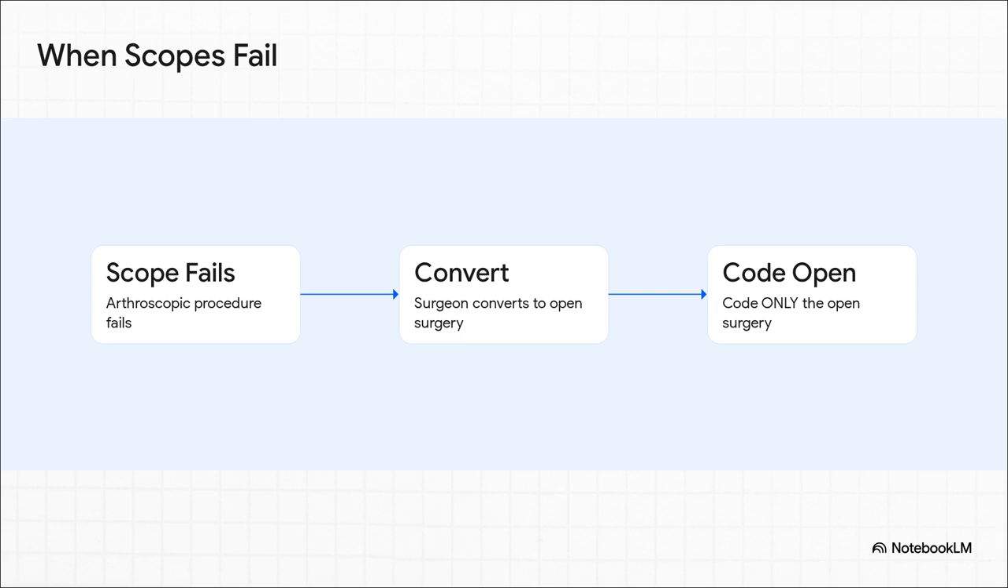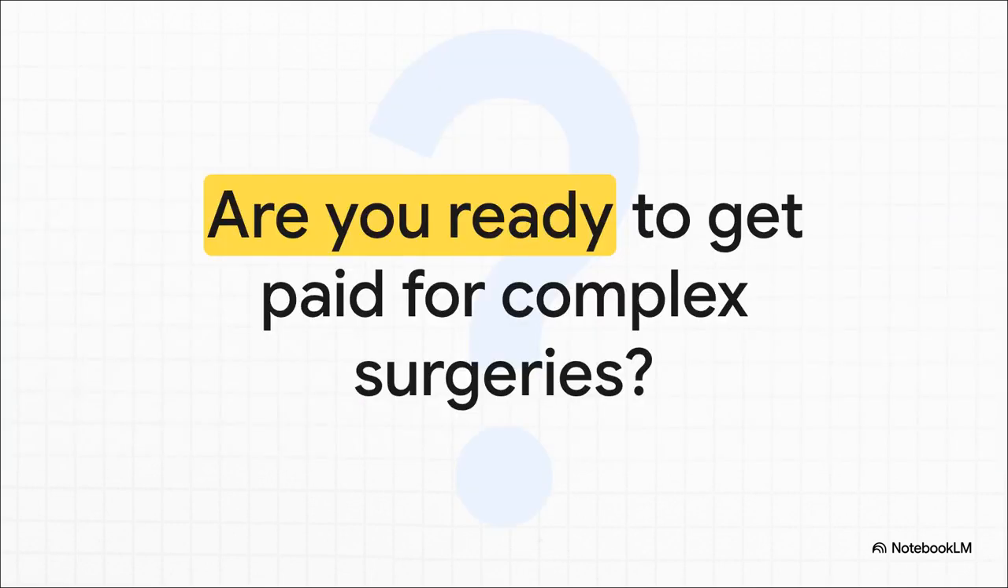Step 3, what do you code? You code only the open surgery. If the minimally invasive approach fails and the patient is cut open, the scope work basically vanishes into the open procedure code. You do not bill for the failed scope attempt at all, just the open surgery. If you bill a diagnostic and a surgical scope together, your claim is going to hit a brick wall immediately. Ask yourself, is your practice losing thousands of dollars to bundled code denials just because of a misunderstood camera view?